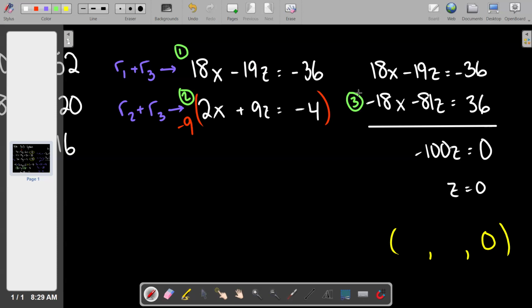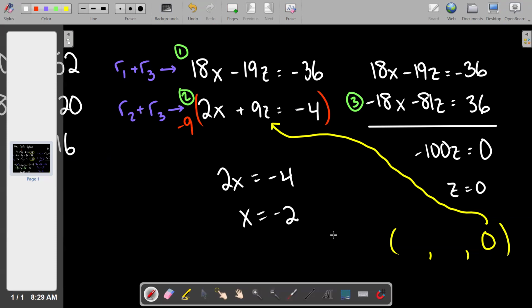Which one do you guys like the best? Two seems to me like why I like that. So at the end of the day, though, they're all going to be pretty easy because I'm going to put zero in place of z. And so if you put zero like right there, what will equation number two say? 2x just equals negative 4 because the zero wiped out the z. Divide both sides by 2. What do you get? X is negative 2.